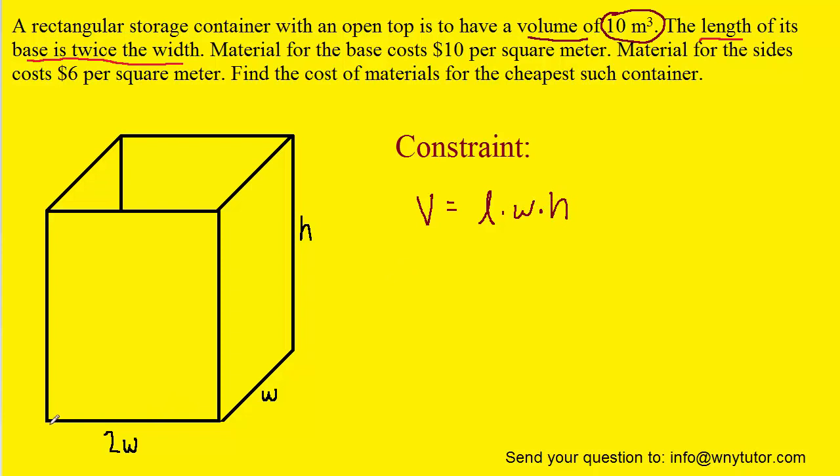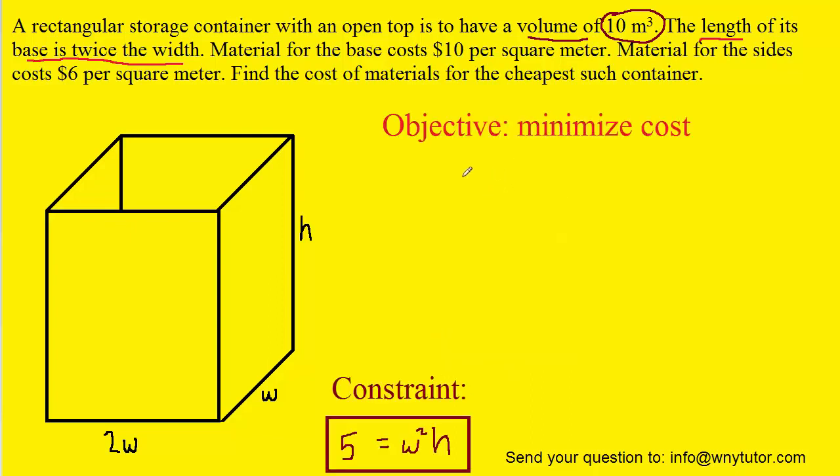Now, looking at our diagram, we have the length marked as 2W, the width marked as W, and the height marked as H, so we can fill those into our volume equation. And of course, we can multiply 2W and W to make 2W squared. Also, we can plug 10 in for the volume. Perhaps we can then divide both sides of the equation by 2. And for now, we can leave the equation in this simplified form.